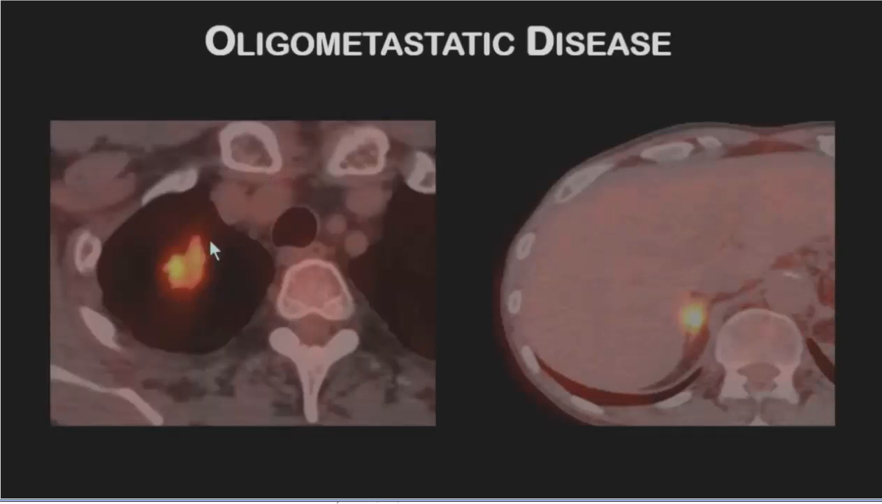Similar case here, this patient has a primary tumor that is FDG avid within the right upper lobe, and their only other site of disease was the right adrenal gland here.